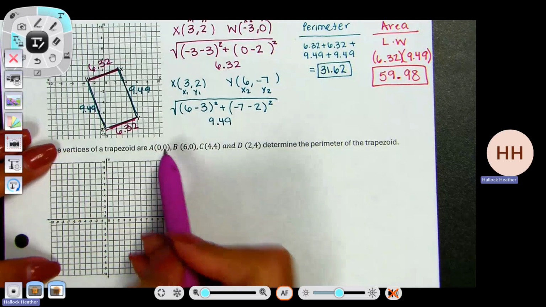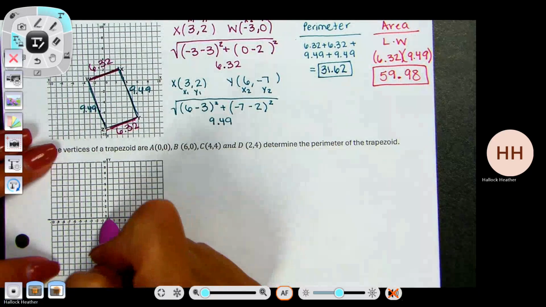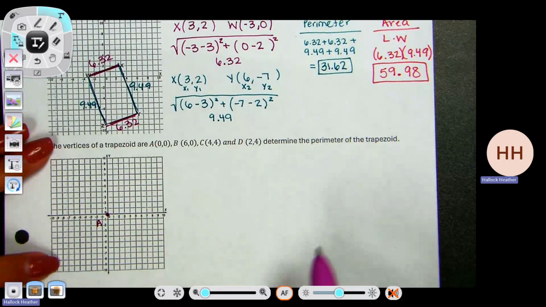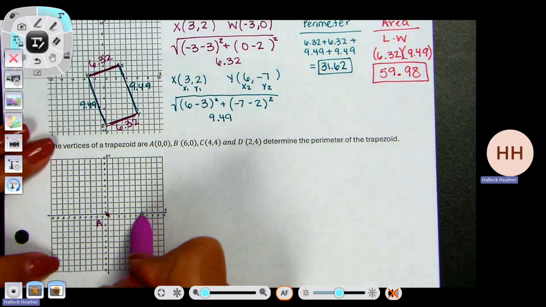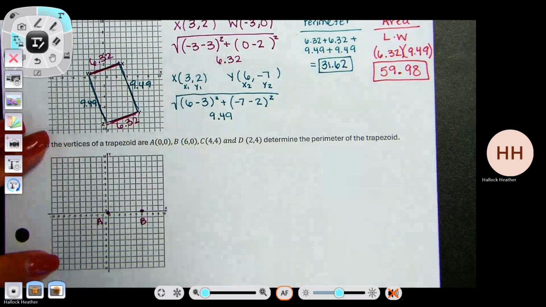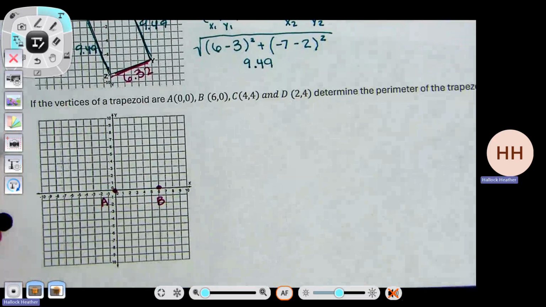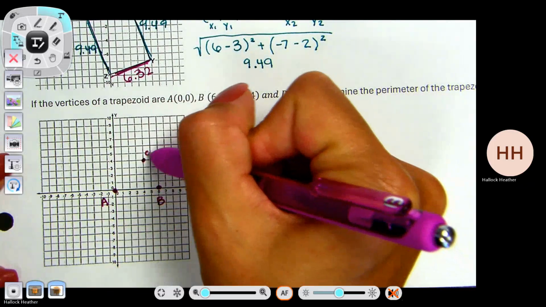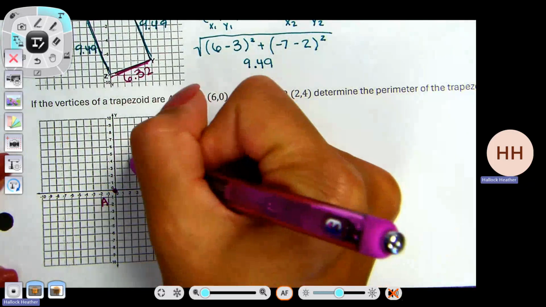A is 0, 0. That's smack dab in the middle of the graph. B is at 6, 0. So just go over 6, plot a point. C is at 4, 4. D is at 2, 4.